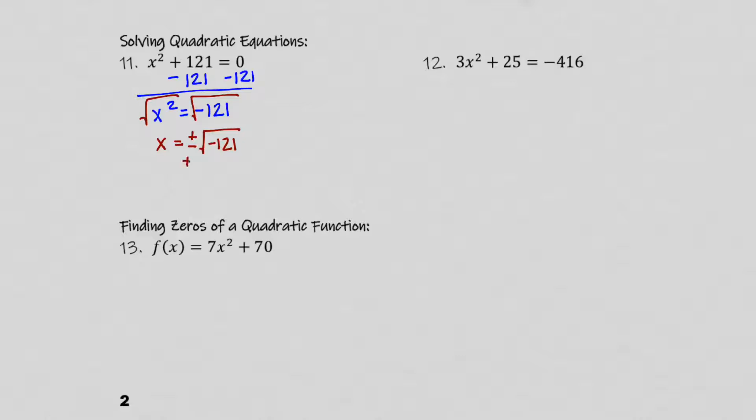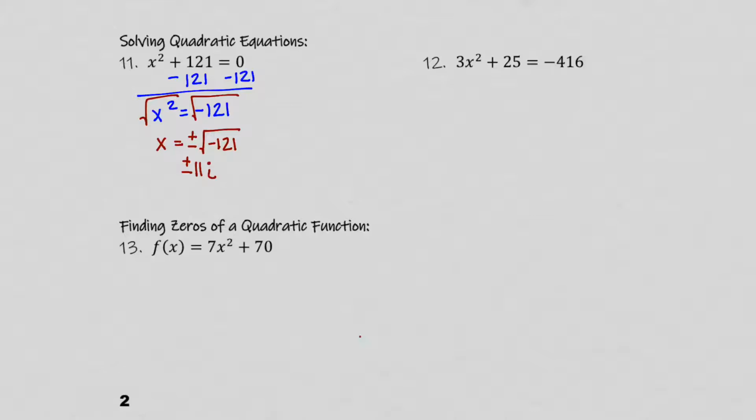I'm still going to have a positive and negative. Well, I know I'm going to have an i because I have the negative out front. And then the square root of 121 is actually 11. I can take the square root of 121 and get a real number. So I'm just going to put the 11 in front of i. Remember, that number goes in front of i. If you have a radical or square root, it goes after the i.